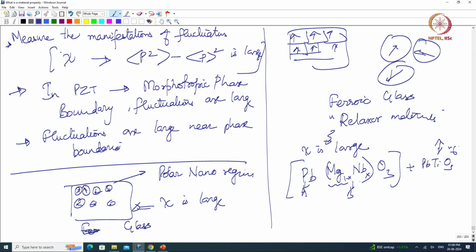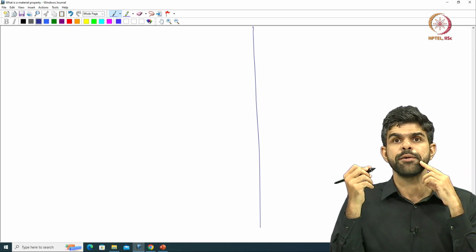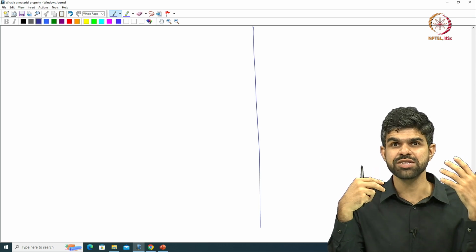So that it becomes a glassy-like polarization order, and this glassy polarization order yields a lot of susceptibility. So this is what is called PMN-PT. This is also a very good material if you want to have high dielectric constants. So you can think of generating these materials with high dielectric constants.